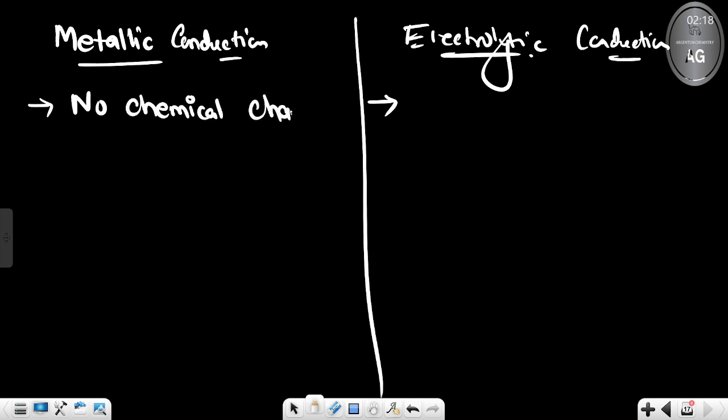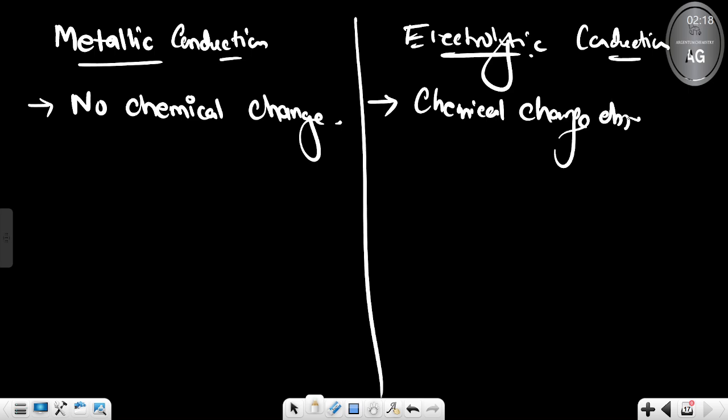What is the first point? No chemical change. What about electrolytic conduction? Chemical change is observed. Simple, right? In electrolytic conduction, a chemical change will be observed due to decomposition of the electrolyte. So no chemical change in case of metallic conduction, but in case of electrolytic conduction there will be a change. Clear?